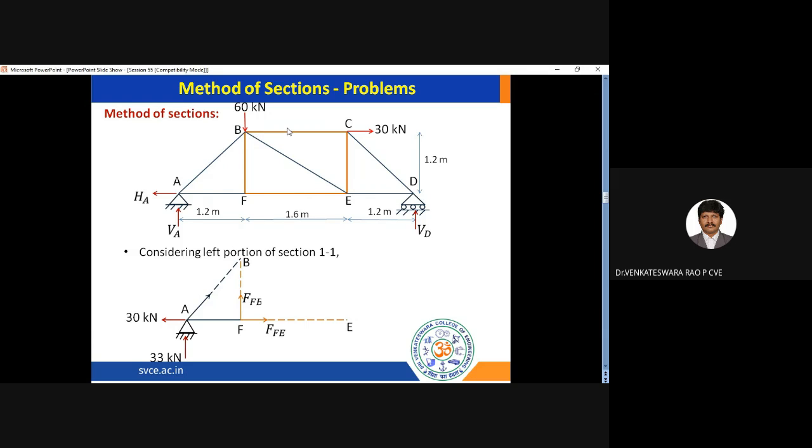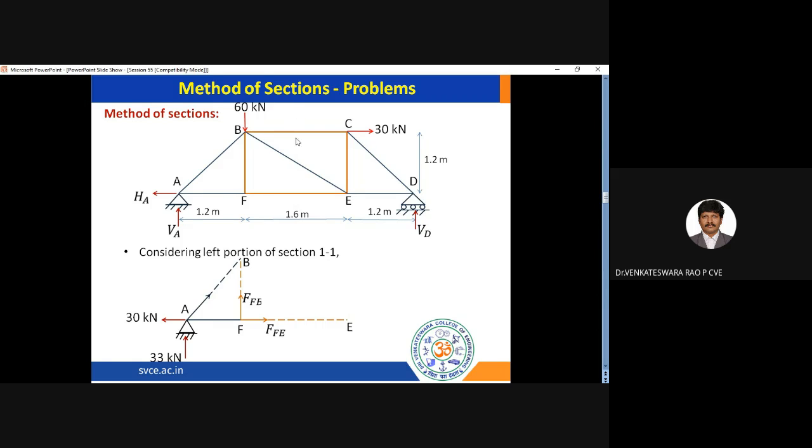Let us say I take a section line somewhere in the middle like this, passing through. Hope you could see my cursor movement. If I do a section line like this, that section will cut 1, 2, 3 members only. Fine, it is satisfying the condition. Okay, so that is one possibility.